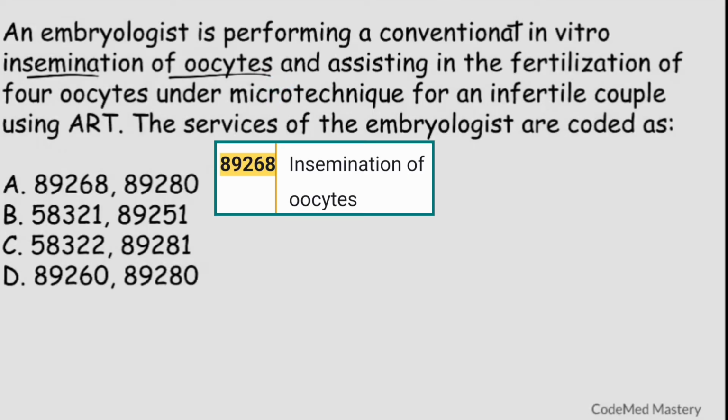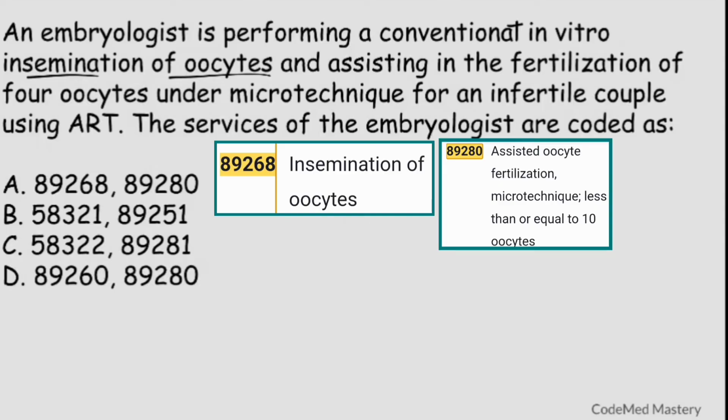insemination of oocytes. And the second code in option A 89280 is for assisted oocyte fertilization micro technique less than or equal to 10 oocytes. In the scenario, you can see they have mentioned insemination of oocytes, right? So that is matching with the code 89268. And they have mentioned fertilization of 4 oocytes under micro technique. So that is matching with the code 89280 assisted oocyte fertilization micro technique less than or equal to 10 oocytes. So here they have mentioned 4 oocytes. So we can use the code 89280. The right answer is option A.